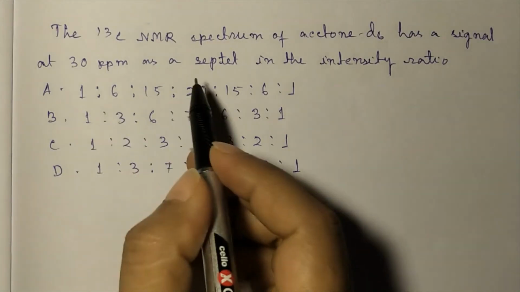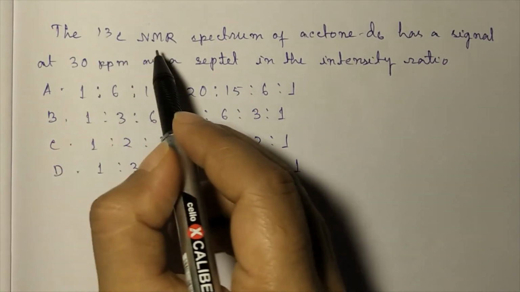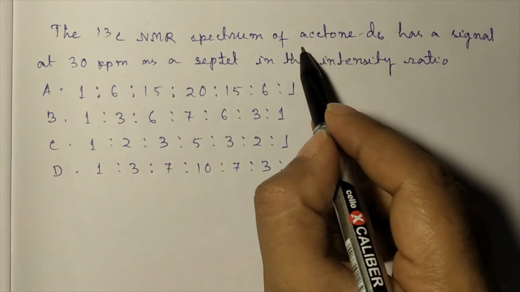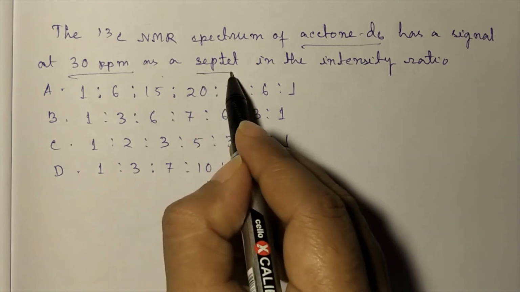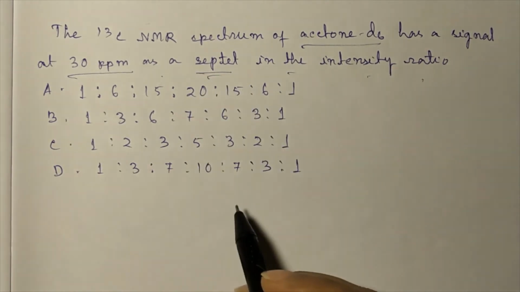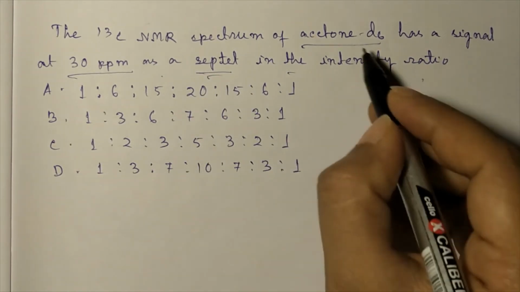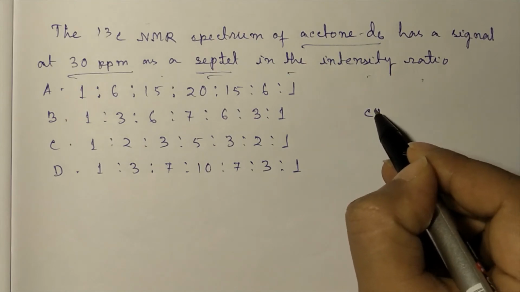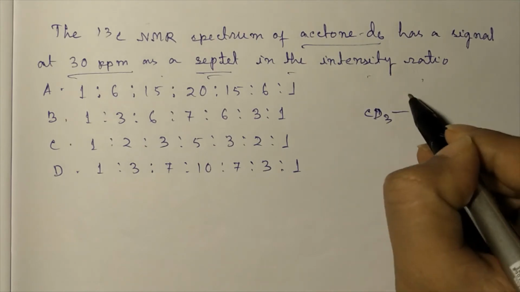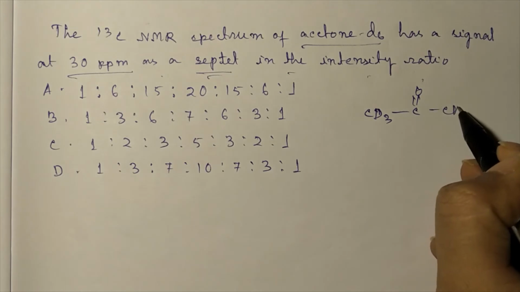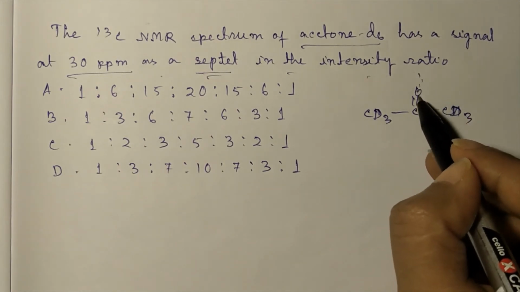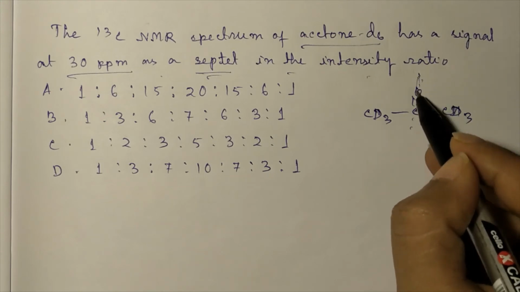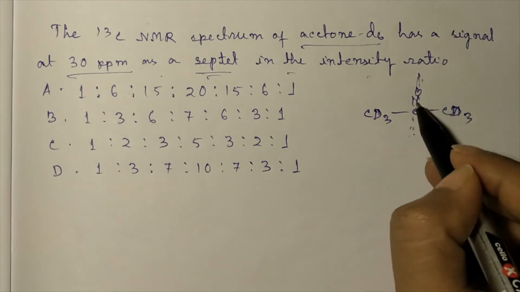Next question, this is also from NMR. The 13C NMR spectrum of acetone D6 has a signal at 30 ppm as a septet. What is the intensity ratio of this septet? So acetone D6 is CD3 CO CD3. As you can see here, a plane will pass through this axis.